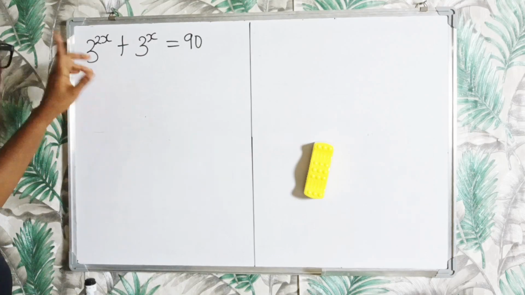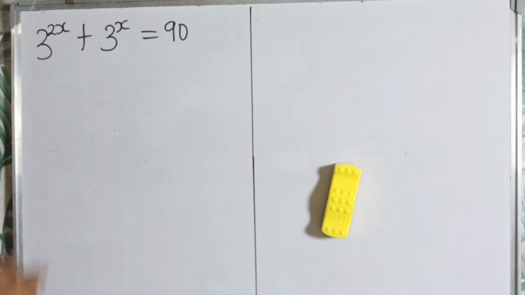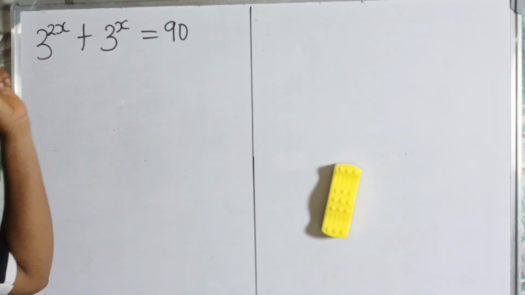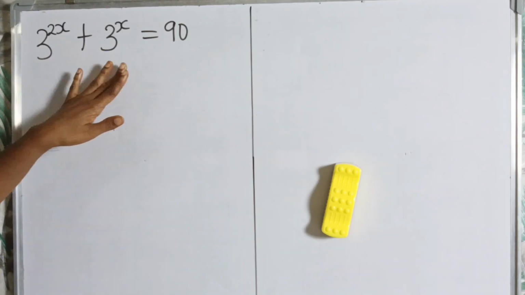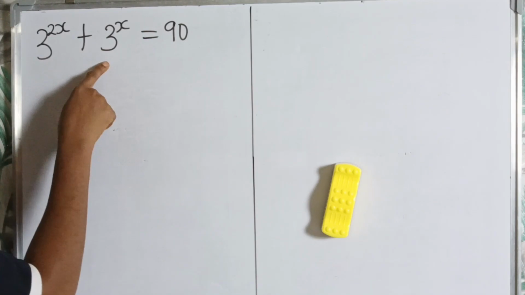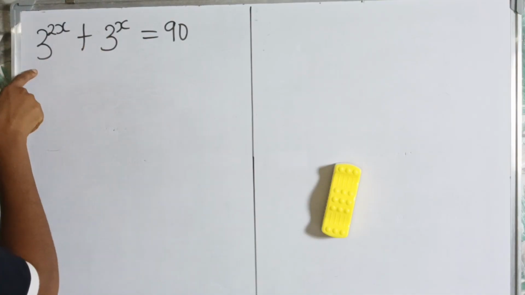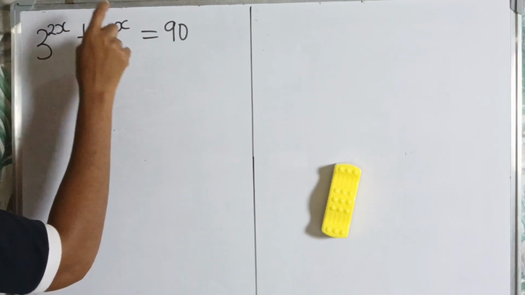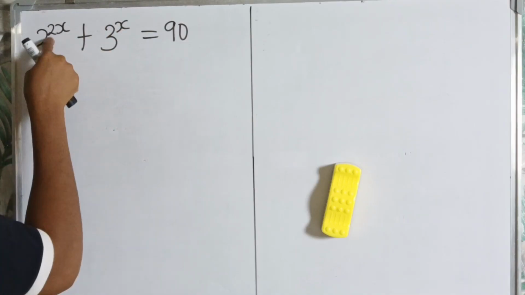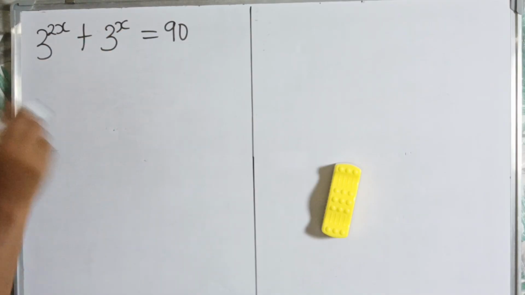We have 3 raised to the power 2x plus 3 raised to the power x equals 90. Now, if you look at this and this, you realize that there is something in common, which is 3 raised to the power x. There is x here, there is x here. So we can actually switch these exponents. That is where we have to start from.